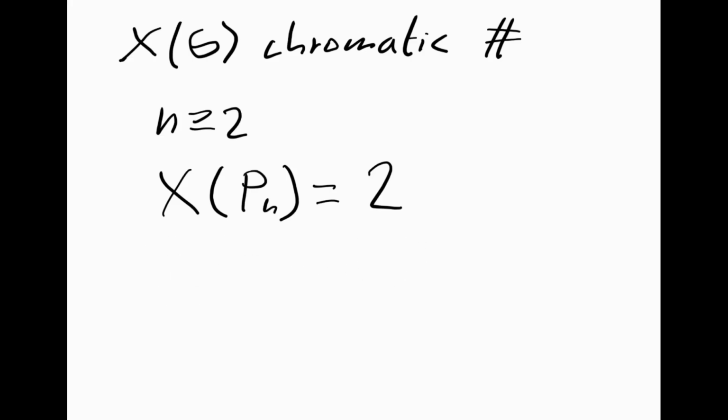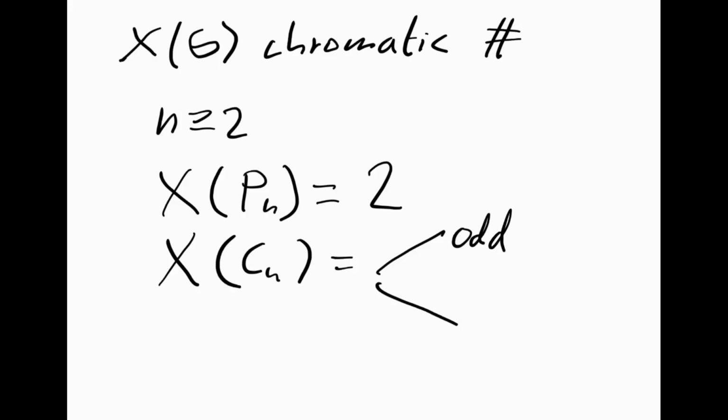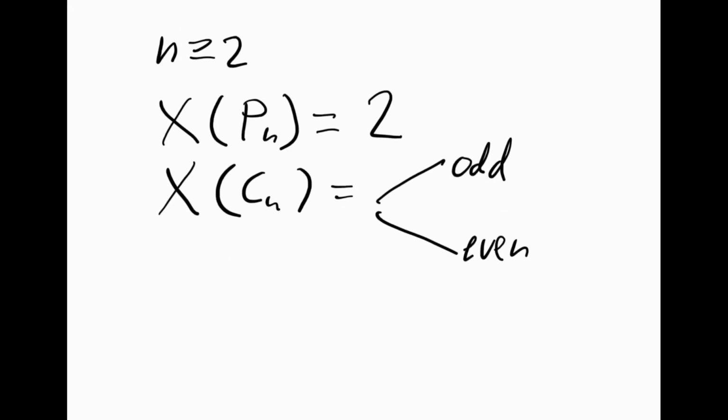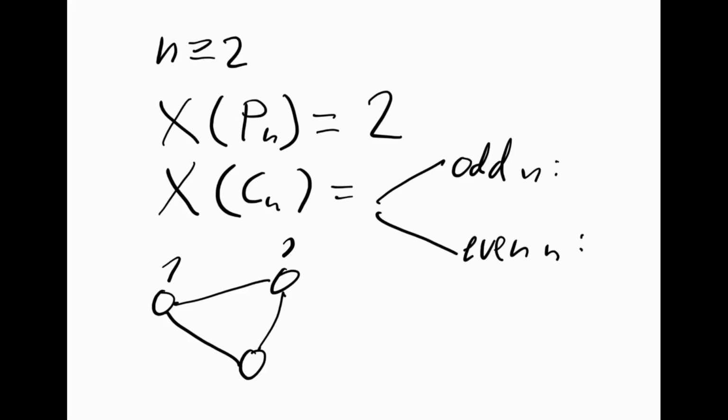What is the chromatic number, for example, of cyclical graphs? There's two options. There's odd and even n. Let's check it out. If we have, for example, a triangle, an example of an odd cycle, let's color this one. The next one has to be something different. And this one neighbors both. It neighbors 1 and 2, so it must be a third color.